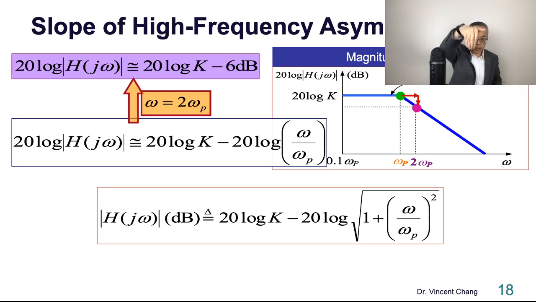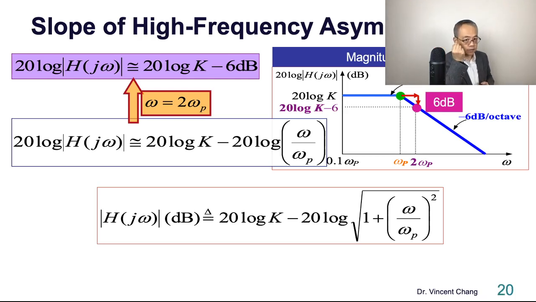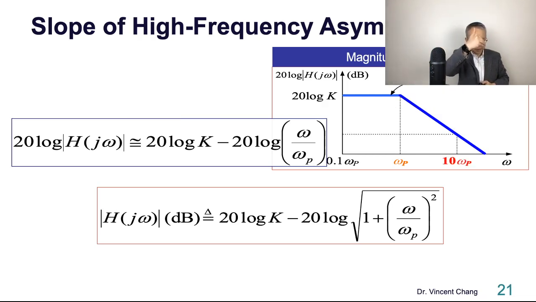Which means when you increase 2 times, it goes down by how many decibel? 6 decibel. So 20 log K minus 6 decibel. So negative 6 decibel per doubling of frequency. All right? So negative 6 decibel per octave, per doubling of frequency. So doubling frequency, downgrade 6 decibel. And then what about the 20 decibel per decade of frequency?